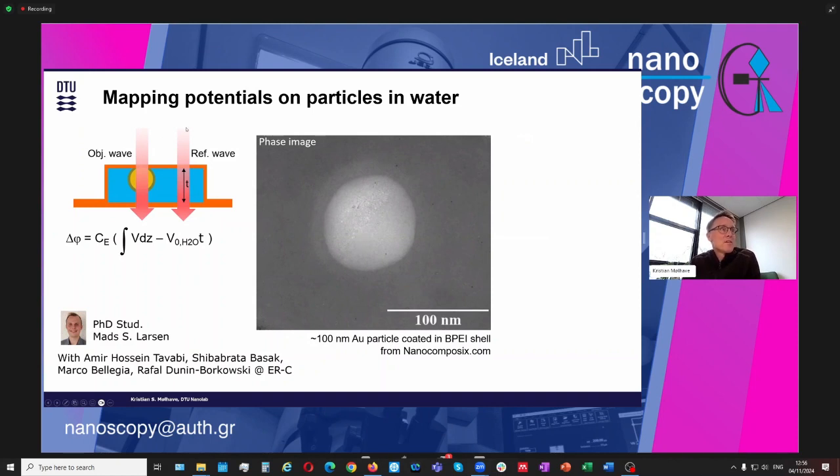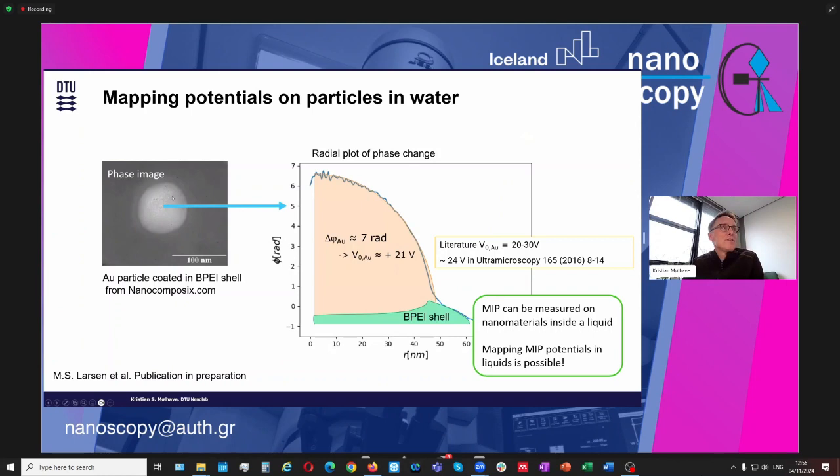Then we pass the reference wave through the liquid and the object wave through the particle to get the image. And if we plot what we see here radially from the center of the particle, then we see a huge phase change due to the gold. From this, we measure the mean inner potential of gold to be about 21 volts, which is nicely in agreement with what you find in the literature. There's huge variation in what people find there, but we're nicely close to what's there.